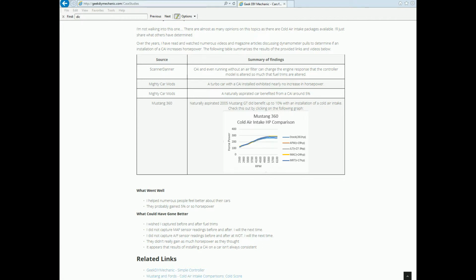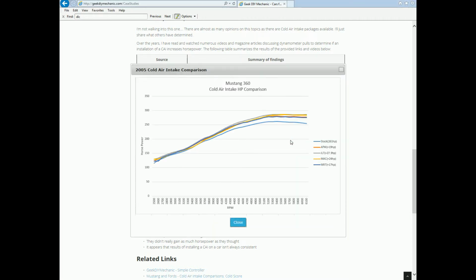Looking at the summary findings table, we will see that Scanner Danner doesn't care for them and has some examples of them hurting performance of the engine. Mighty Car Mods actually performs some dyno runs on forced induction and naturally aspirated cars to demonstrate very modest performance increases. Mustang 360 did some dyno runs on various cold air intakes for 2005 Mustangs. Their test demonstrated a performance increase of up to 10%.